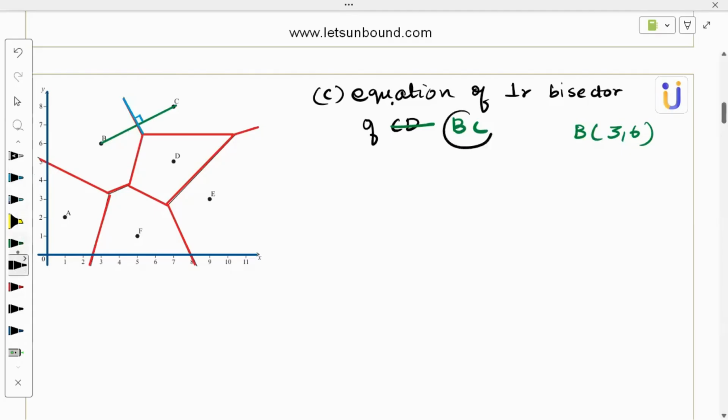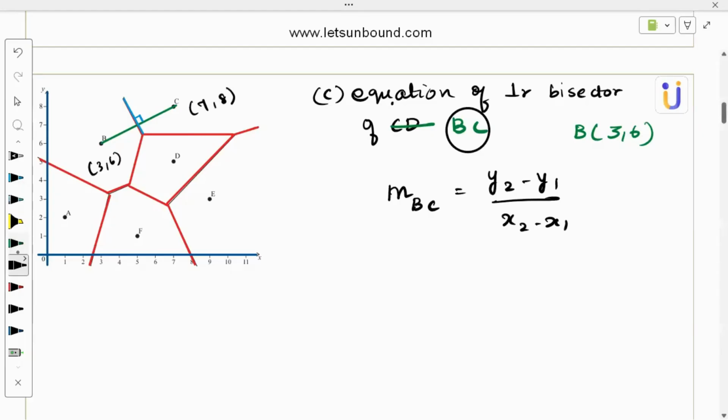First, let me solve for the slope of BC. I hope you know the formula: y2 minus y1 by x2 minus x1. Quite simple. My B is 3, 6. My C is 7, 8. So the difference of y coordinates is 8 minus 6, and in the same order, the difference of x coordinates is 7 minus 3. We got 2 over 4, which is 1 over 2. This is the slope of BC, but actually I'm solving for the perpendicular bisector of BC.